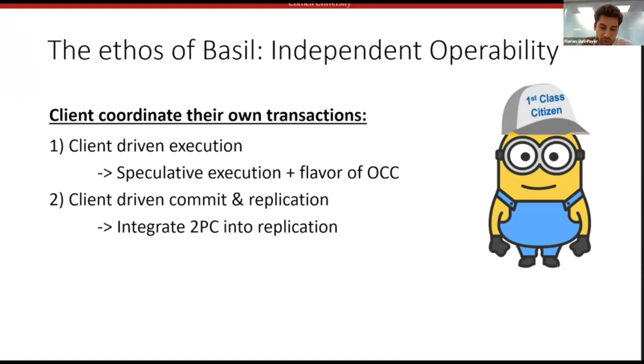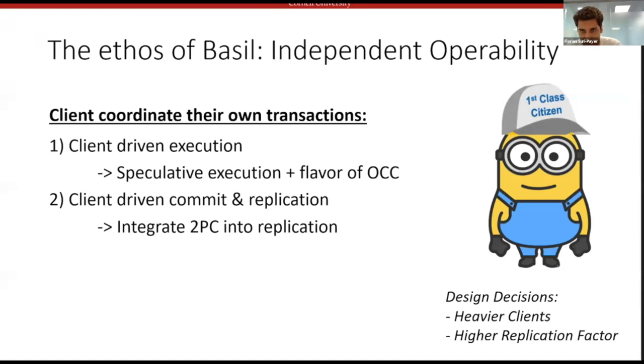And on the distributed commit side of things, we take a page from existing crash failure databases and actually merge the layers of two-phase commit and replication to avoid redundant coordination that's often present in these layered systems. And I'll refer back to that in a little bit.